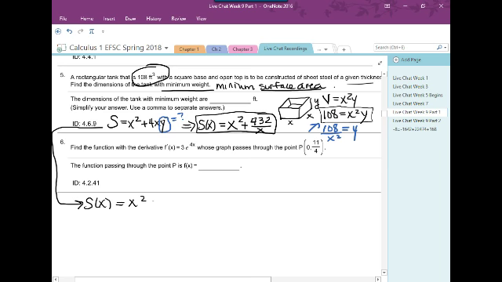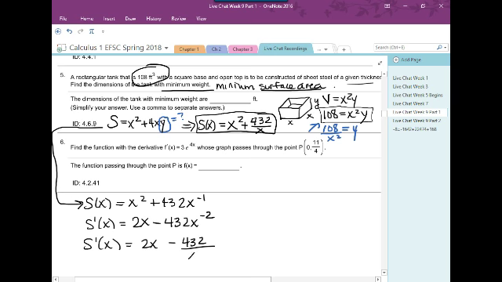So instead, I prefer to think of this function s of x as x squared plus 432 times x to the negative 1, and that way I can use the power rule instead. So the first derivative is going to be 2x, and then using the power rule, we bring the negative 1 out front, so we have minus 432x to the negative 2. And I'm going to write that with a positive exponent because that is easier to work with algebraically. So this is my first derivative as I would like to work with it.